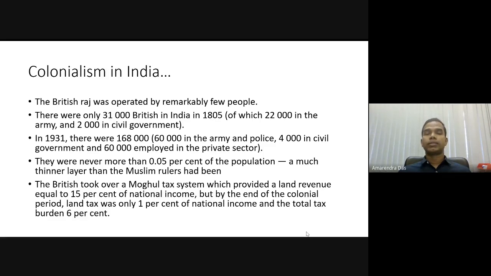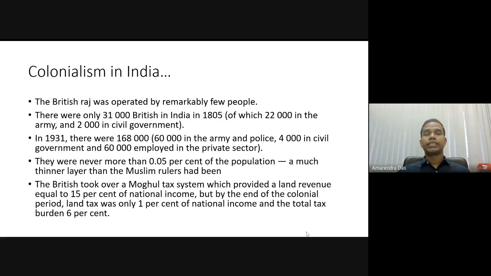So, if you compare with the Muslim rulers, the Mughals, the Mughals had more officials, and the British had very few officials. The reason could be that under the Mughals there were so many rulers in different parts of the country, and they had so many officials, but the British had a centralized administration, so that was why they had very few people serving in the administration of British rule in India.